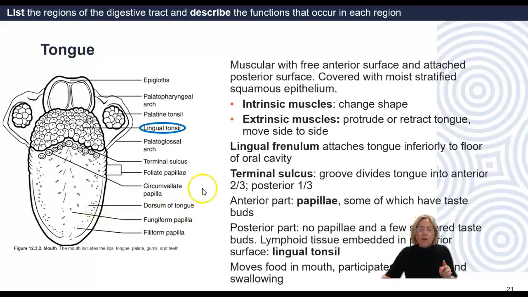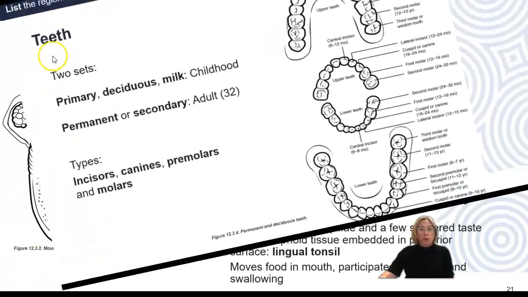The posterior part, then, has no papillae and a few scattered taste buds. It does contain lymphoid tissue embedded in the posterior surface, and this lymphoid tissue is called the lingual tonsil, again involved in defense. And the tongue itself moves food in the mouth, it participates in speech, and it also participates in swallowing. All right, so we'll move on to the teeth.